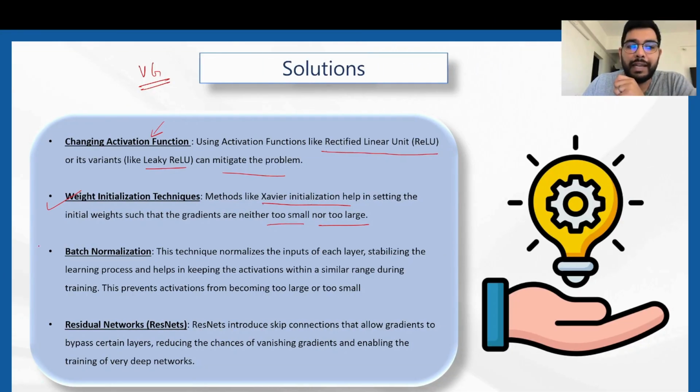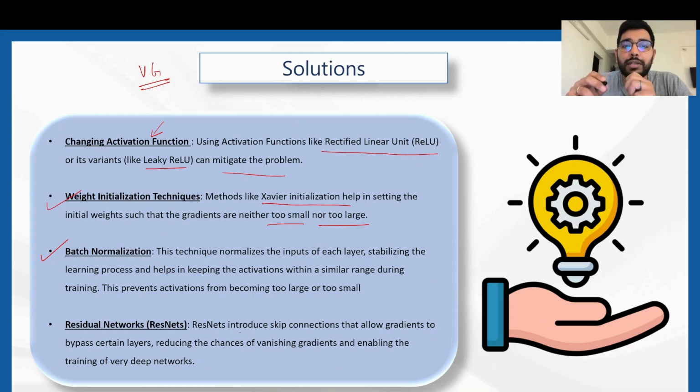Third solution of vanishing gradient problem is batch normalization. This technique normalizes the inputs at each and every layer of the neural network, indirectly stabilizing the gradient, keeping it in a similar range, which helps the gradient not to become very small or very large.